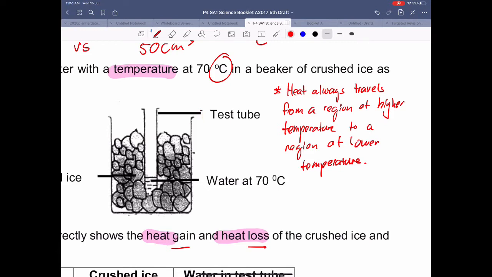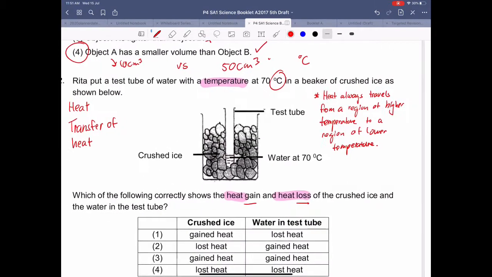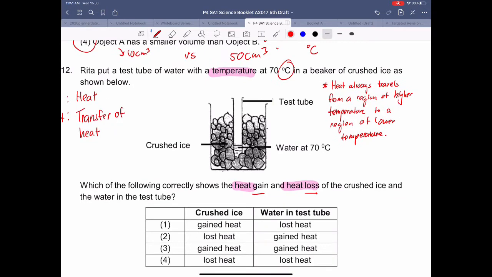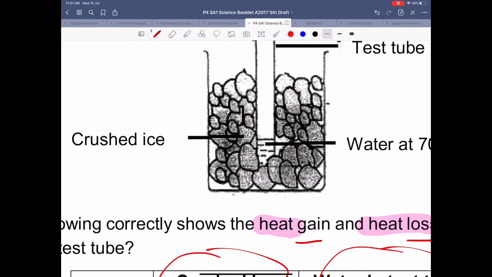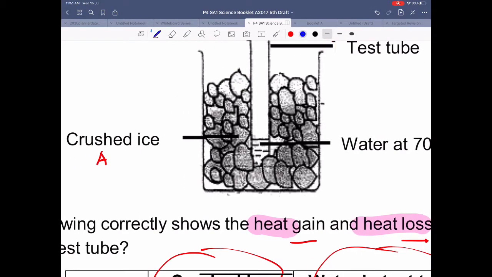So based on the concept of transfer of heat, you remember this very important rule: the first thing you need to do is tell me which region has a higher temperature and which region has a lower temperature. So they are comparing crushed ice with water in the test tube. This crushed ice, let's just say it is region A. And then the water is called region B.